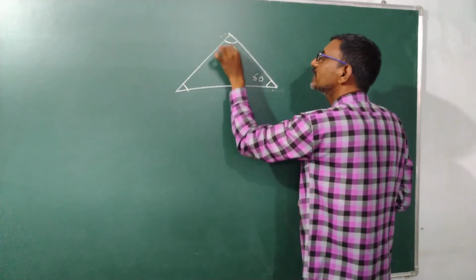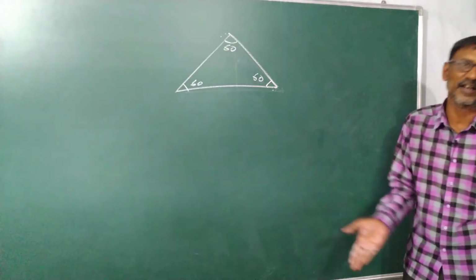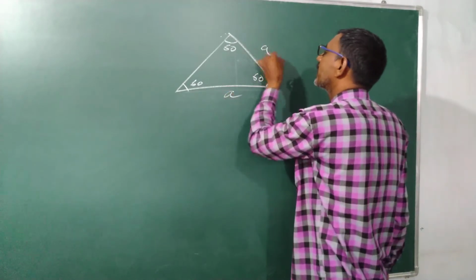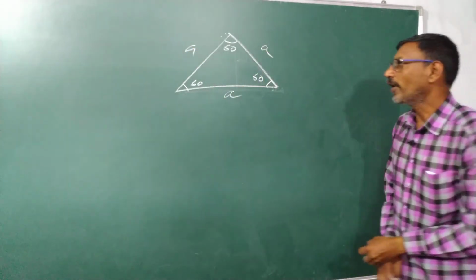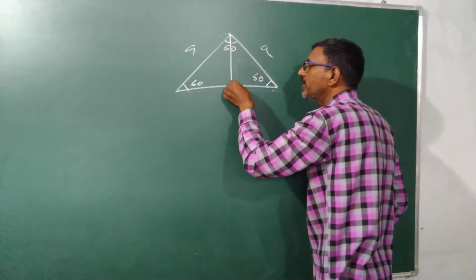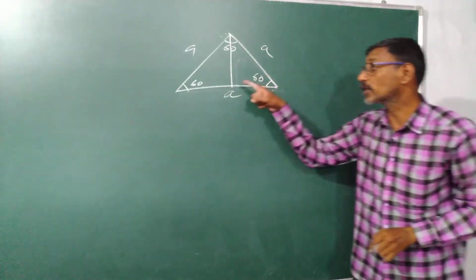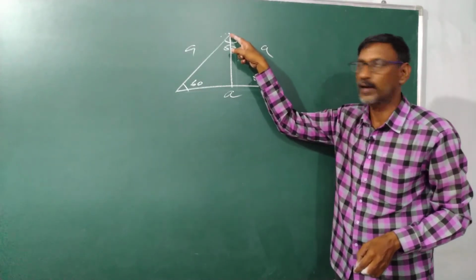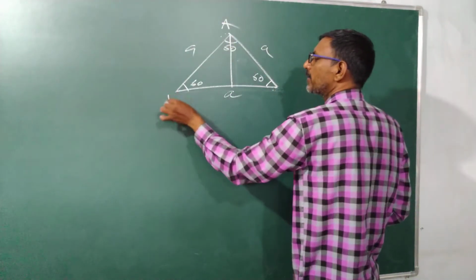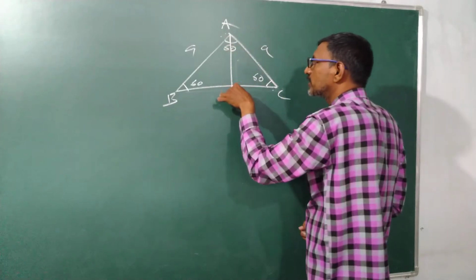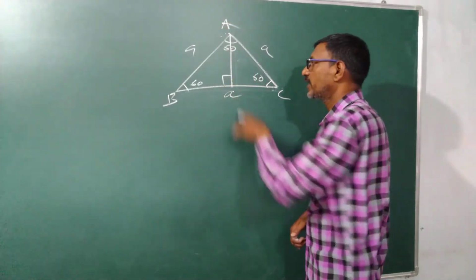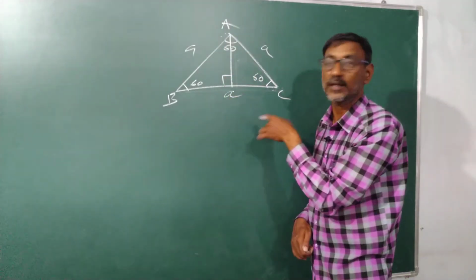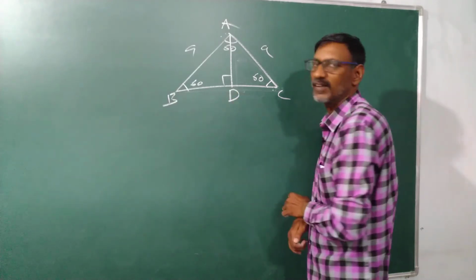Say this is 60 degrees, 60 degrees, and 60 degrees. Why? In an equilateral triangle, all angles are equal and all sides are also equal. This is say A and A and A. When we draw a perpendicular to this side, it divides it into two equal halves. That is a special property of an equilateral triangle. In equilateral triangle ABC, a perpendicular drawn to the opposite side is an altitude, a median, an angular bisector, everything. This is a special property of an equilateral triangle.